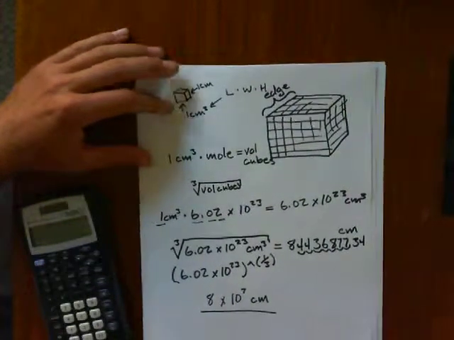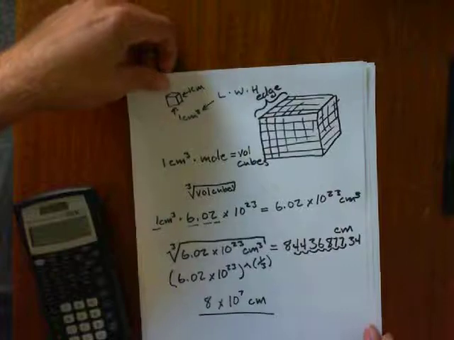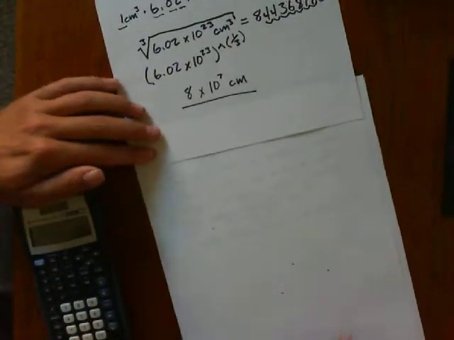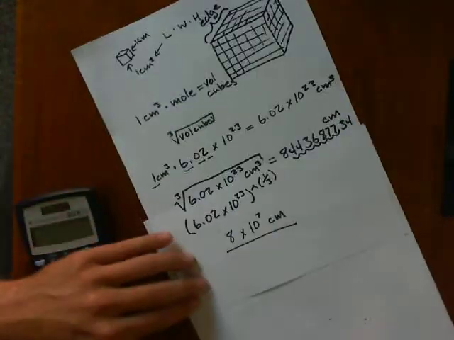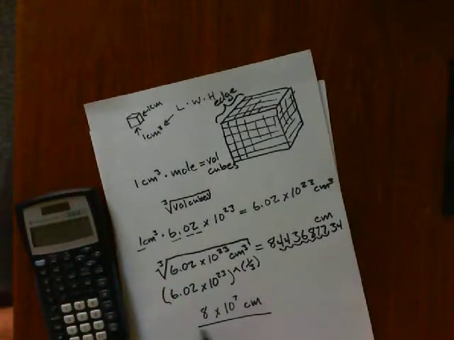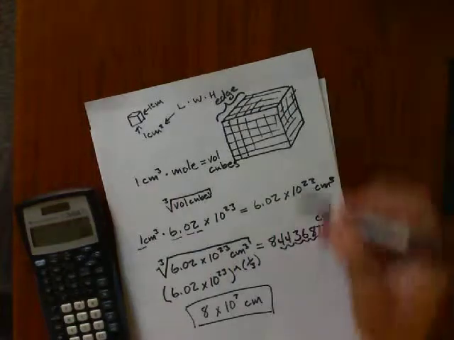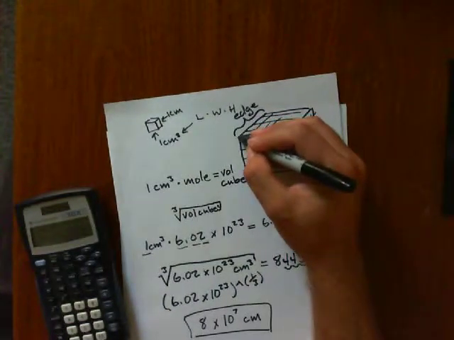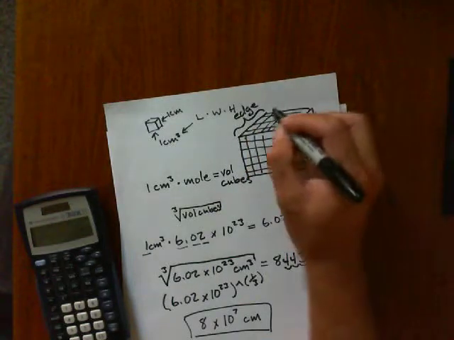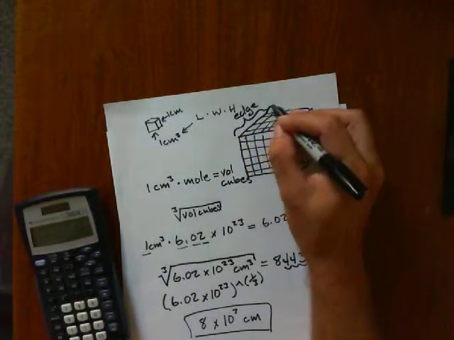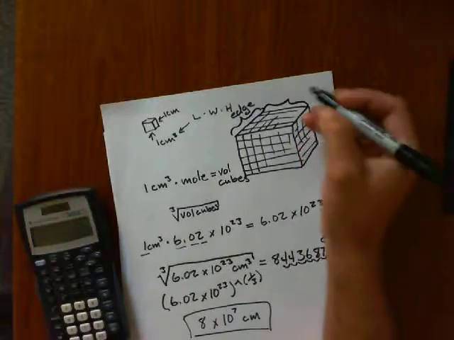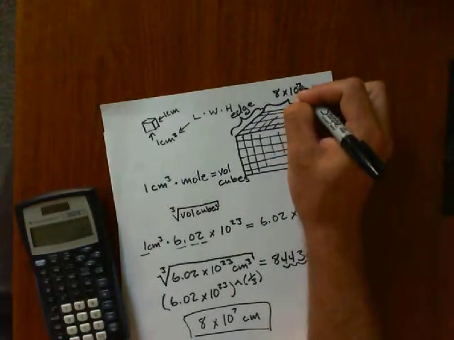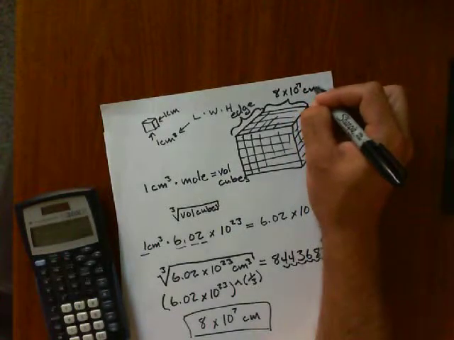In the book I was working from, it wanted it in kilometers, so we'd have to do a little bit of a conversion there, but I'll let you get to that for yourself. There's our answer. This is what the length from here to here is, and each edge would be 8 times 10 to the 7 centimeters.